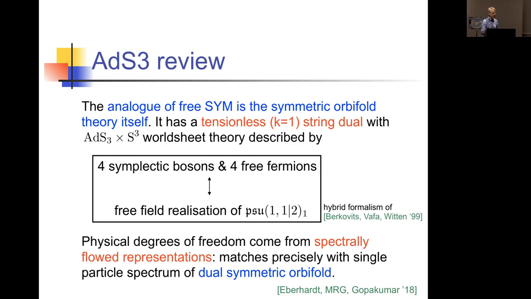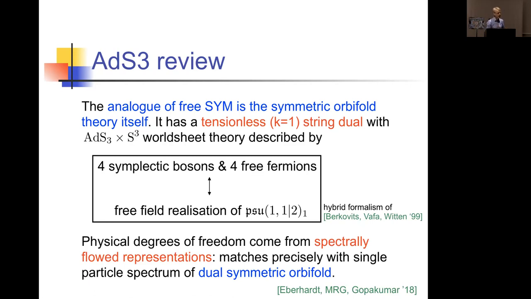And what we've shown is that if you include the spectrally flowed representations, as was already proposed by Maldacena-Ooguri in the original description of AdS3, then the space-time spectrum of this worldsheet theory matches exactly the single particle spectrum of the dual symmetric orbifold. So this is an example where this idea is realized, where we have the analog of free super Yang-Mills, the symmetric orbifold theory, being described by a free worldsheet theory.